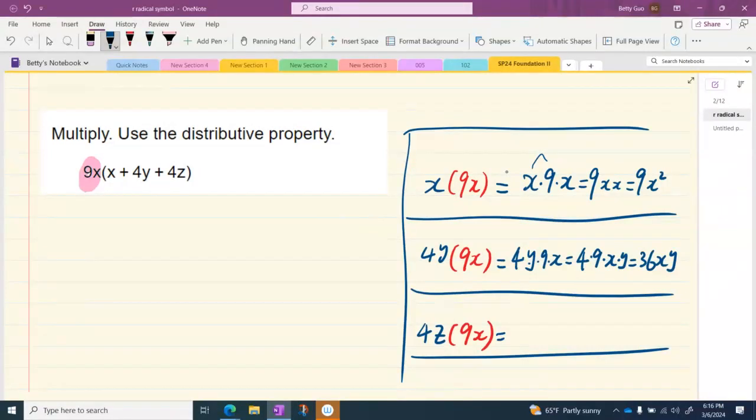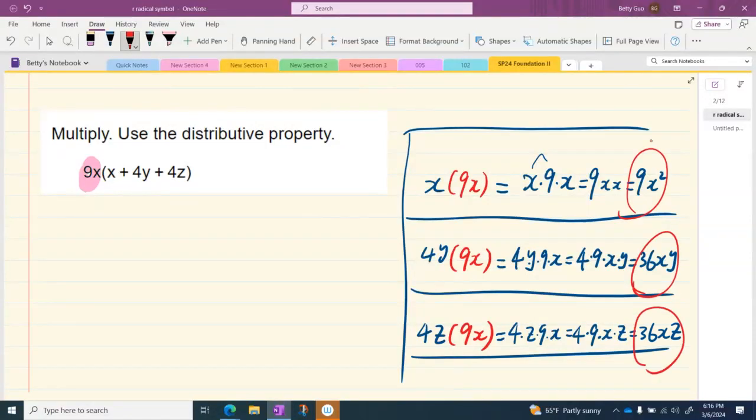And the last term, 4z times 9x. So we have 4 times z times 9 times x. We can switch the order, right? 4 and 9 together, x and z together. 4 times 9 is 36, xz. And now we have all the 3 terms after we distribute, right? Yeah, so the answer would be 9x squared plus 36xy plus 36xz.